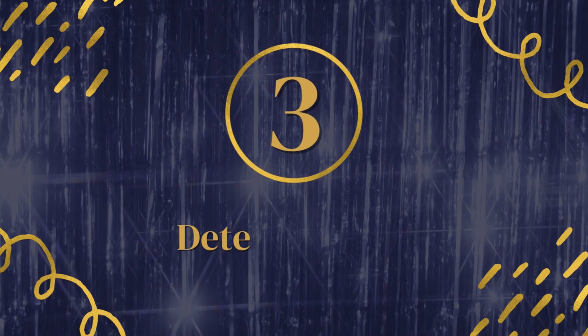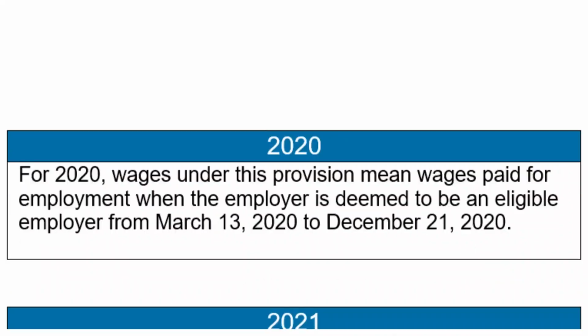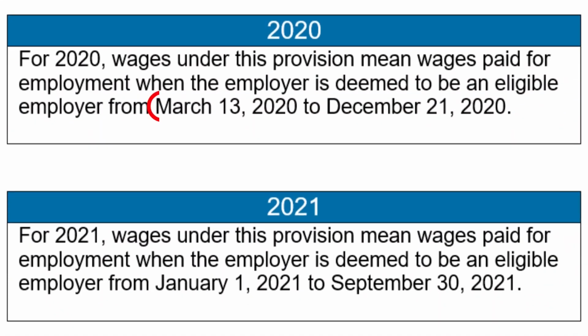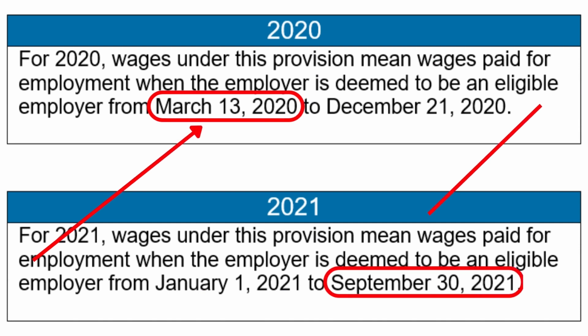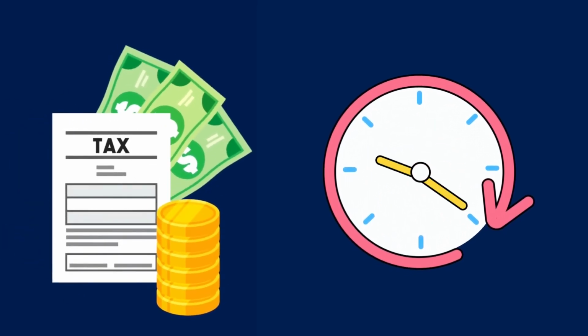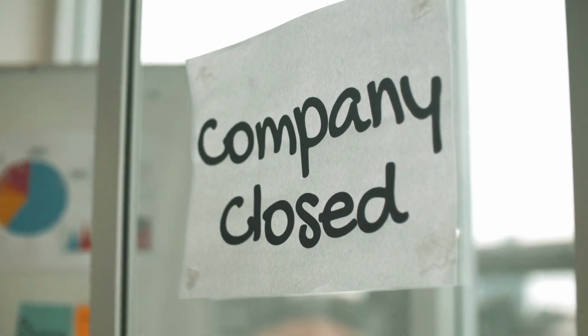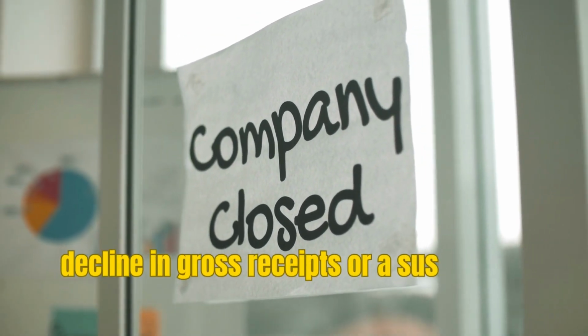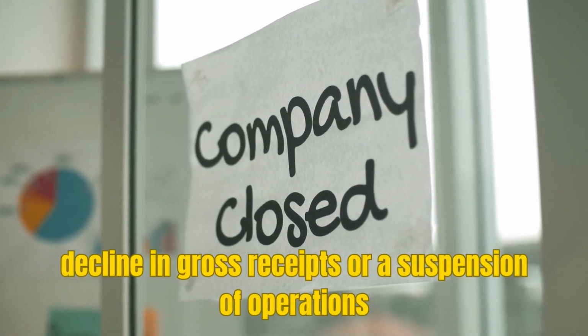Number 3. Determine the applicable time period. The credit is available for wages paid after March 1, 2020, and before September 30, 2021. The applicable time period for the credit may vary depending on the specific circumstances, such as when the business experienced a decline in gross receipts or a suspension of operations.